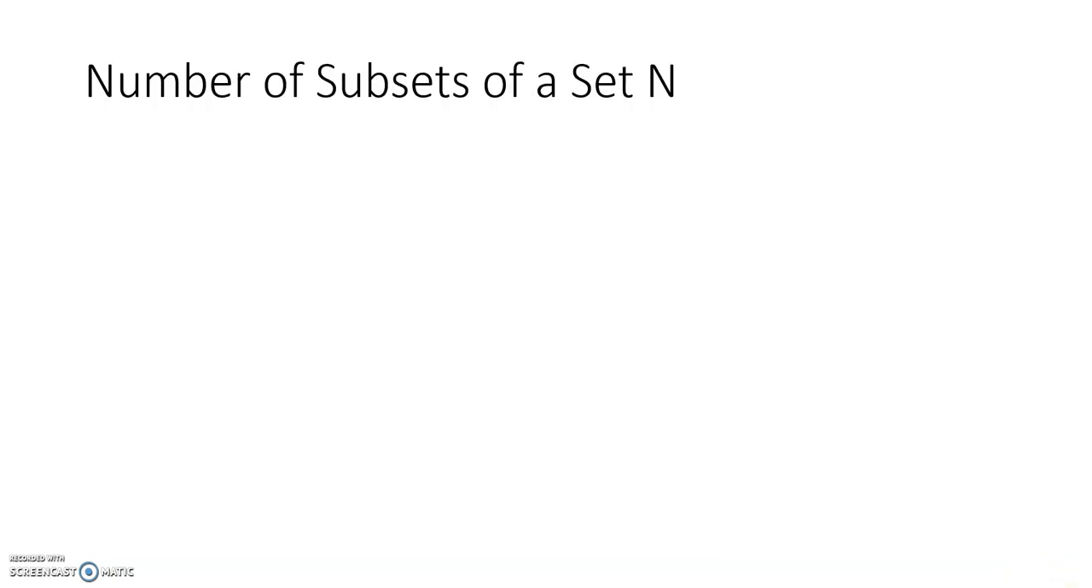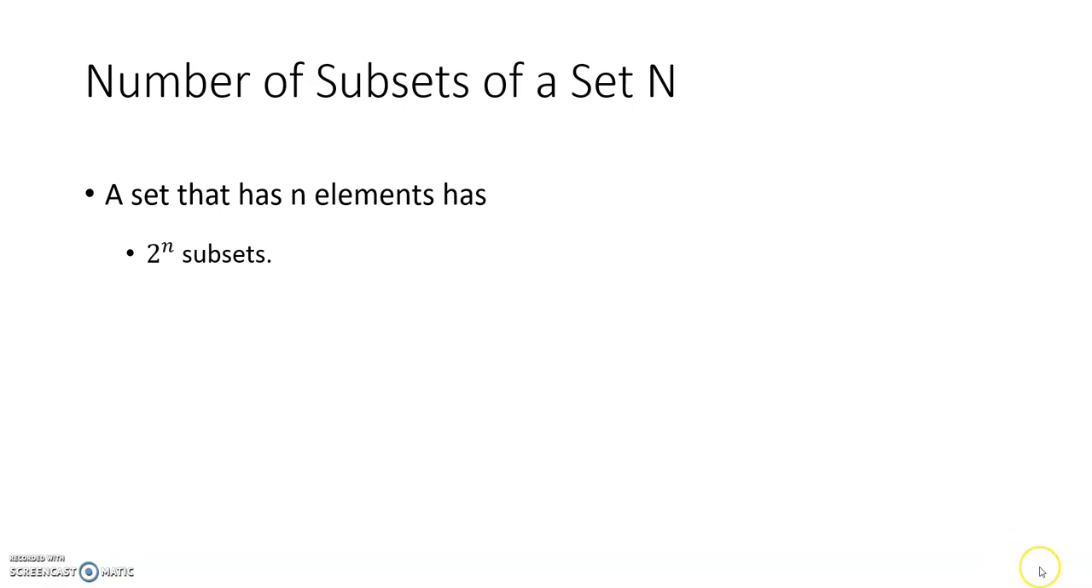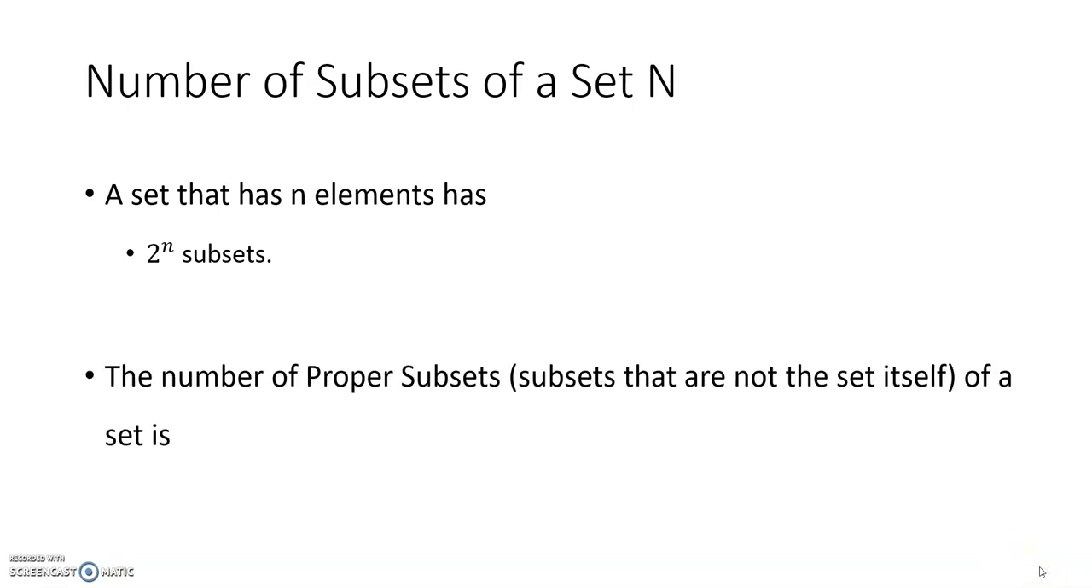Number of subsets of a set. A set that has n elements has 2 to the n subsets. We take the number of elements in the set, do 2 to that number power, and we find out how many subsets there are of that set. The number of proper subsets, subsets that are not the set itself, of a set is 2 to the n minus 1.